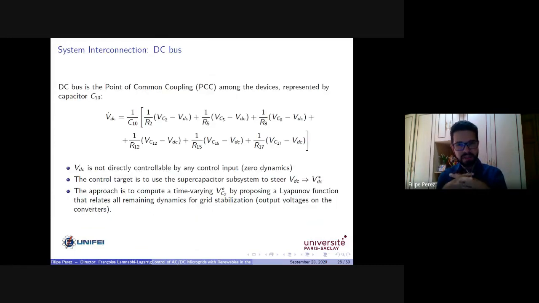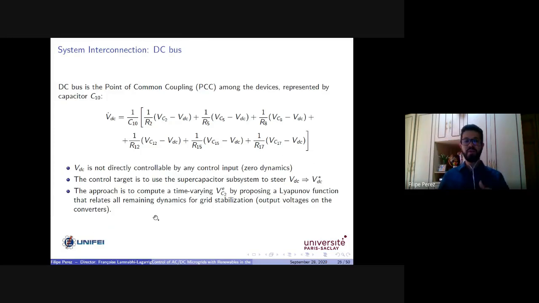So the system interconnection is the DC bus, which is the point of common coupling of all devices in the grid, and the voltage dynamics are given by the sum of each equipment of the grid which is interconnected with the DC bus, where the current is flowing through this node. So here, the VDC voltage is not directly controllable by any control input, but the target is to use the supercapacitor subsystem to attain the stability on the DC bus.